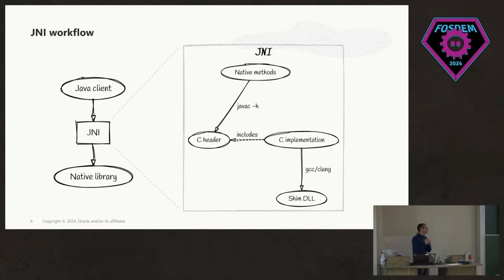This DLL is not the library that you wanted to talk to in the first place. This is just some extra glue code that you need in order to get to the library that you wanted. So now you have two native libraries, the one you want to talk to and the JNI DLL. And that's a little bit suboptimal.